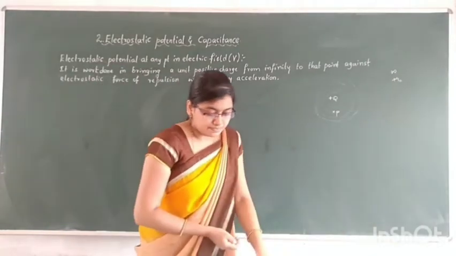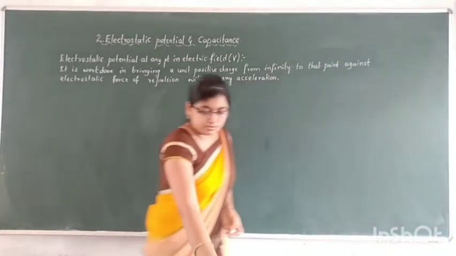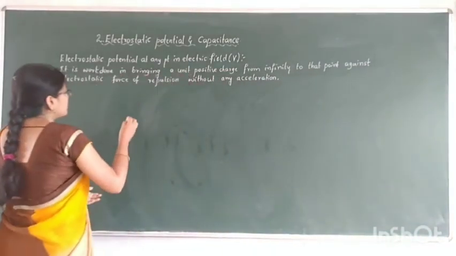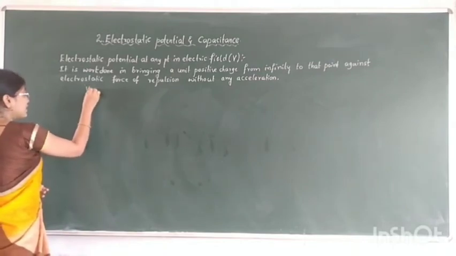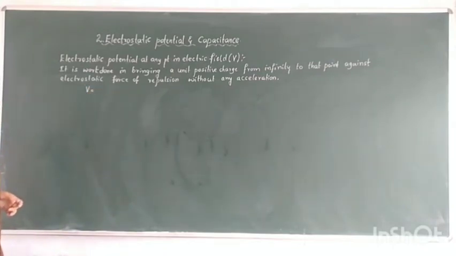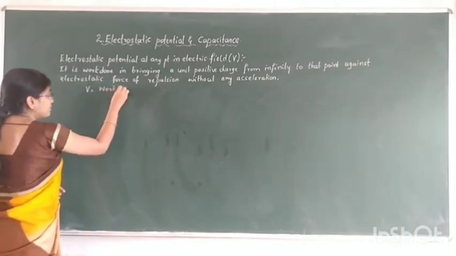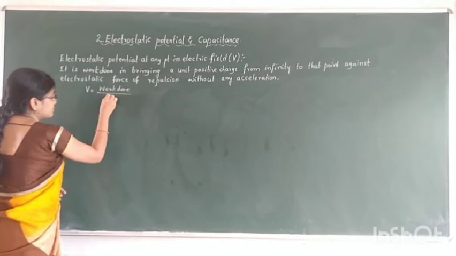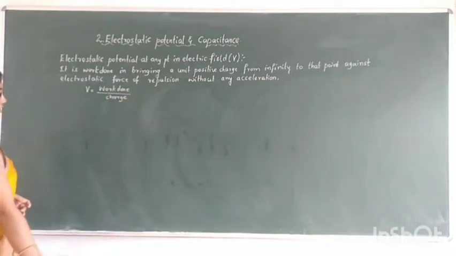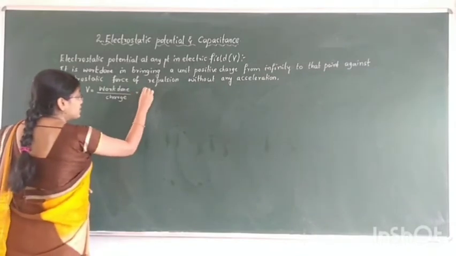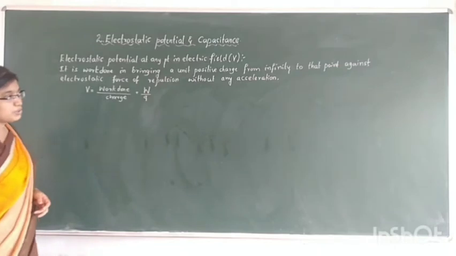Next, in terms of expression, this electrostatic potential V equals work done by charge. Work done is denoted by capital W and charge is denoted by Q.